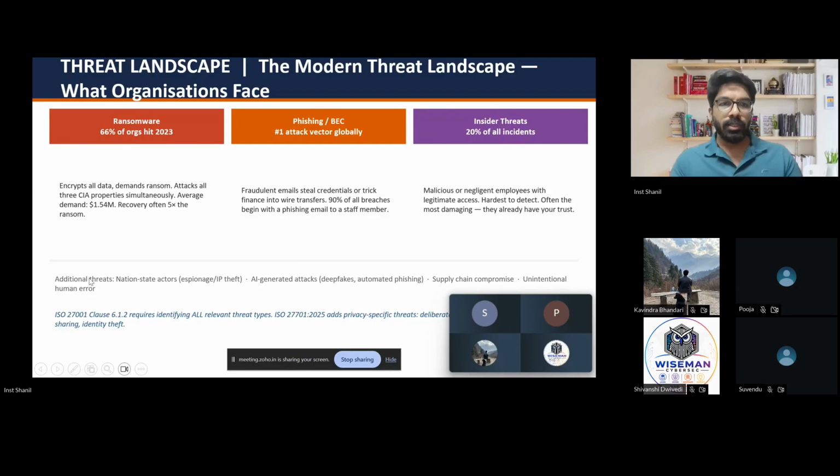What are some of the additional threats? It is nation state actors, like espionage or IP theft. If your intellectual property gets stolen, on a national level, what can be your intellectual property? It can be your war mechanisms, the technologies which you are going to use in war on a country level. That is your intellectual property. You must have seen in movies that the villains kidnap the scientists who are building missiles for the government, right?